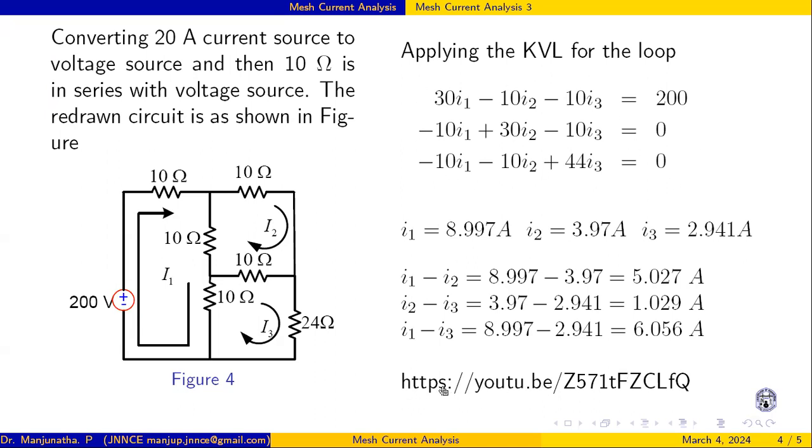Use this following link, which will explain how to use the calculator for solving these three simultaneous equations. The results are 8.997 and 3.97. Now, this branch current of 10 is I1 only. Then coming to this I2, 10. But this 10 is I1 minus I2, I1 minus I2, 5.07. What about this 10? I2. What about this one? I1 minus I2. So like that, we can determine the branch currents.